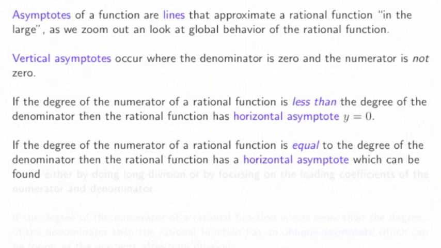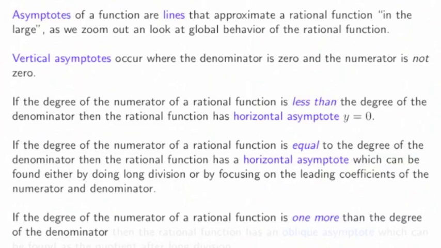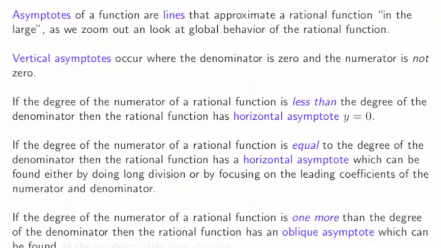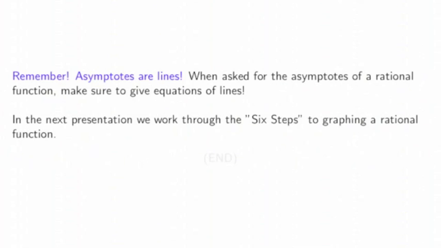If the degree of the numerator is equal to the degree of the denominator, then the rational function has a horizontal asymptote, which can be found either by doing long division or by focusing on the leading coefficients of the numerator and denominator. In an earlier example, the numerator had leading coefficient 3, the denominator had leading coefficient 4, so we got y equals 3/4. If the degree of the numerator of a rational function is 1 more than the degree of the denominator, then the rational function has an oblique asymptote, which can be found as the quotient after long division. Remember, asymptotes are lines. If you're asked for the asymptotes of a rational function, make sure to give an equation of a line. In the next presentation, we work through the 6 steps to graphing a rational function.